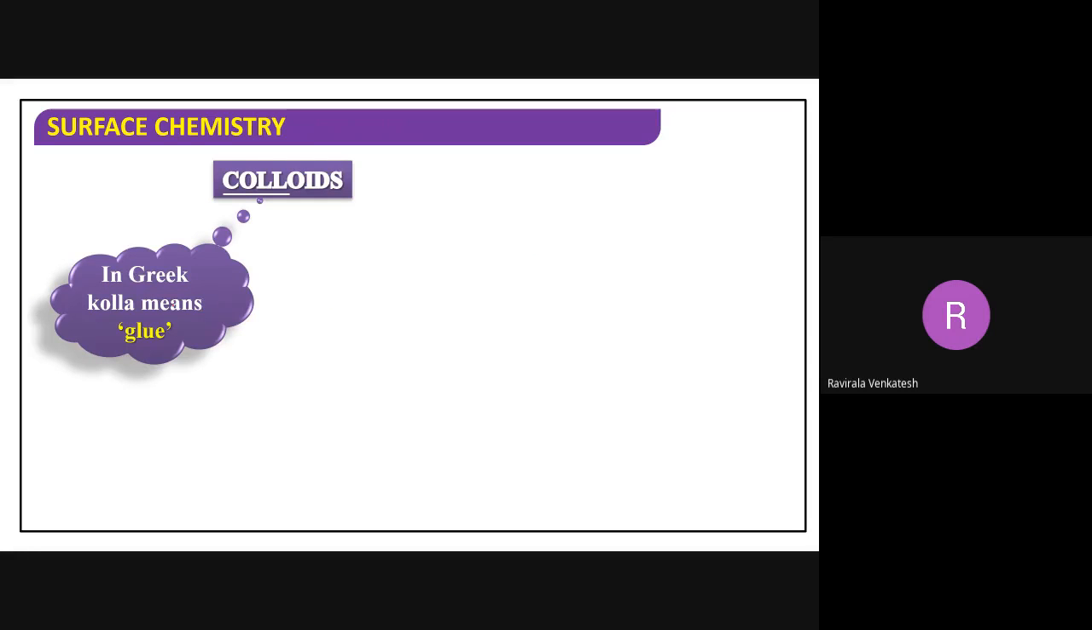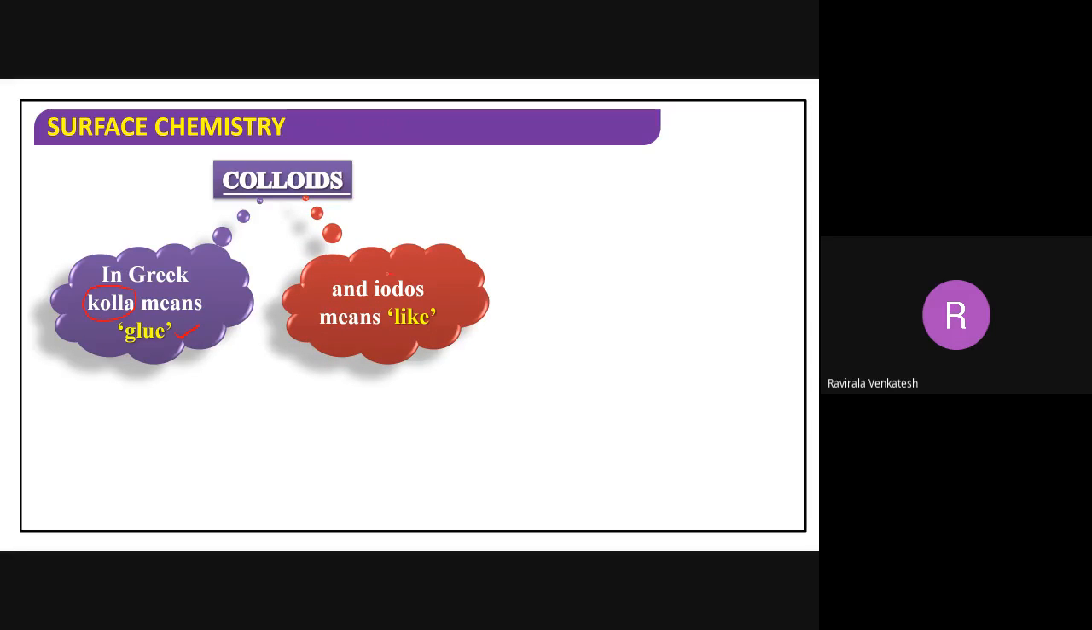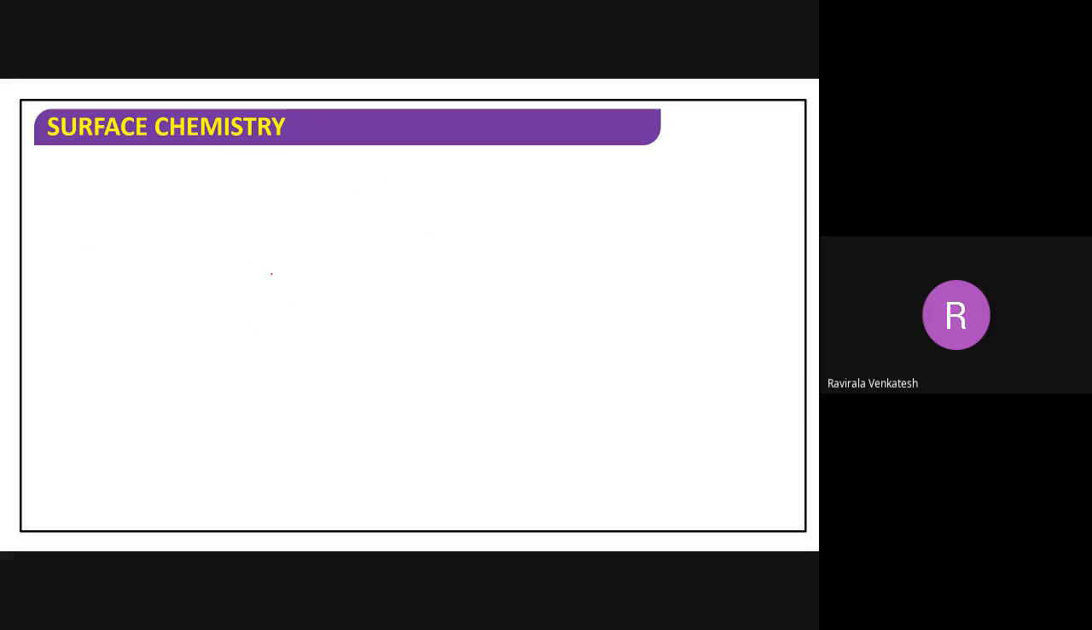In Greek, kolla means glue, and idos means like. So glue-like compounds can be taken as colloids. The name colloid is taken from glue-like compounds.